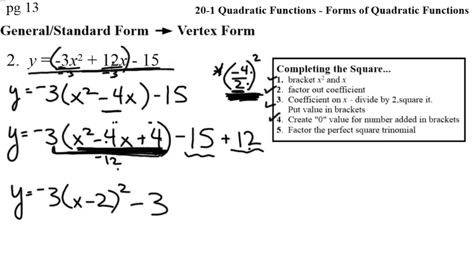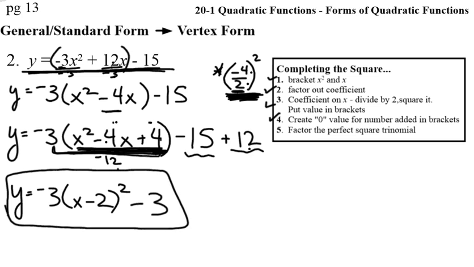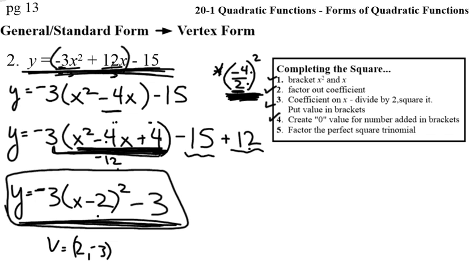I took my general standard form and created a vertex form, which I can now use a lot more effectively. Because what do I now have? I have a vertex of 2, negative 3. I know that it opens up or opens down because it's negative. I can use this vertex form way more effectively than my standard form.